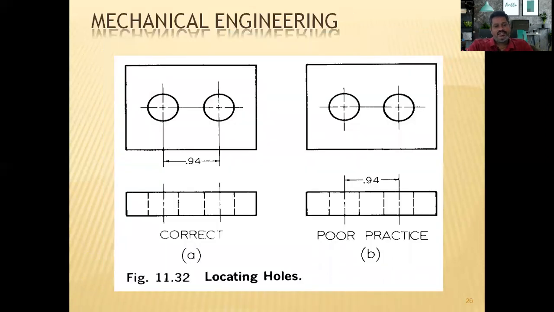Then let us see the routine practices to represent dimensions. As you can see here, a plate has 2 holes. Its dimension is represented exactly in the front view. This will be the front view and this will be the top view, so on the top view it is represented here. You can see here, it is a bad practice to represent the dimension at this location. It is better to represent it wherever the holes have better visibility. At that location, we need to represent the dimension.